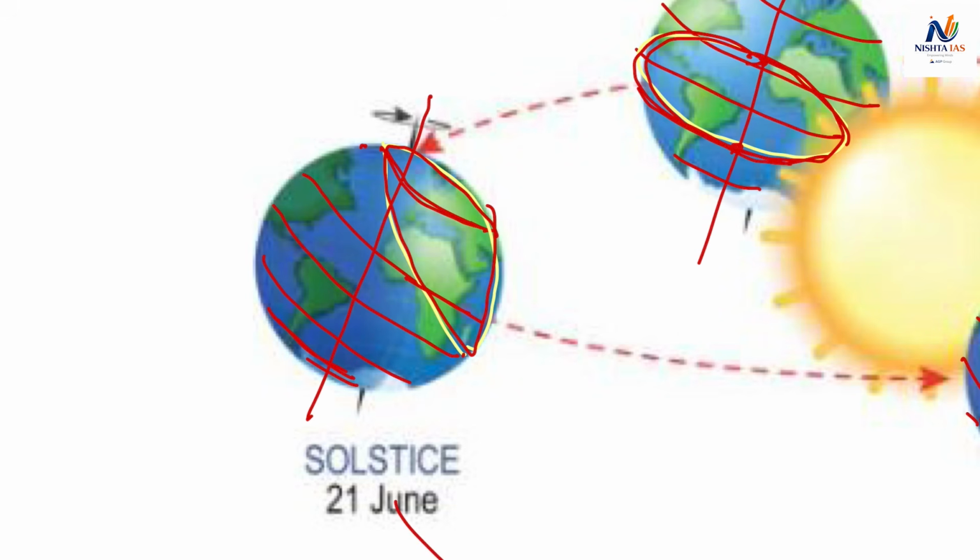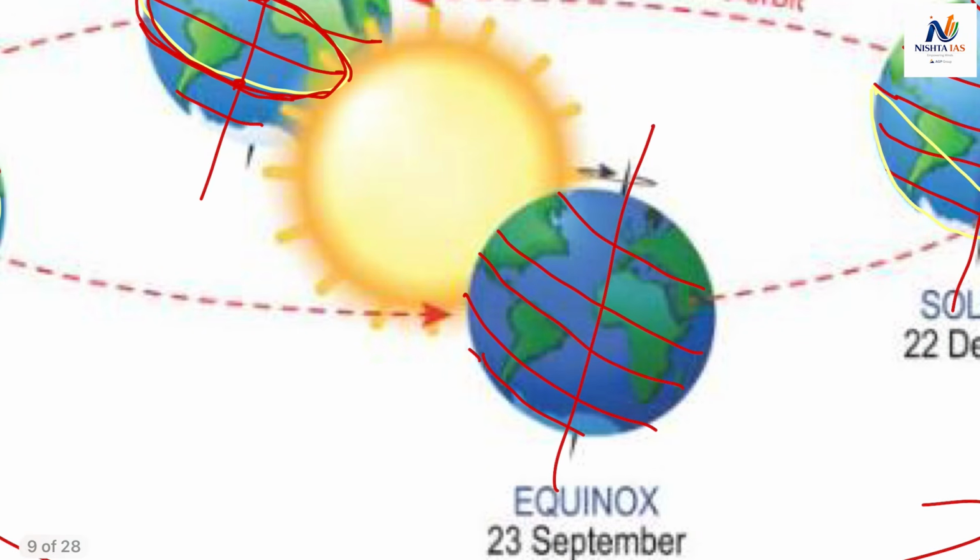Because of good illumination of your Arctic Circle and Tropic of Cancer, the length of the days in the northern hemisphere is more, and at the poles it is a 24 hours day, because it is fully illuminated here. And hence we can say that whenever the Earth is in the June solstice, the Tropic of Cancer and the Arctic Circle have the length of the day more than 12 hours.